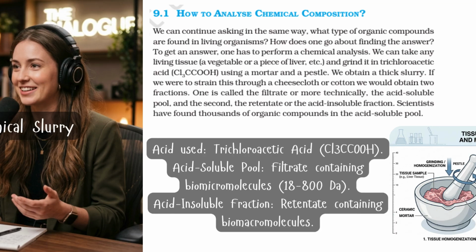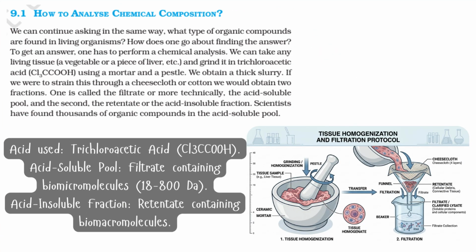Let's get started. To analyze the organic compounds in living organisms, we grind living tissue in trichloroacetic acid, or Cl3CCOOH, using a mortar and pestle. This creates a thick slurry. When we filter this slurry through a cheesecloth, we get two fractions.